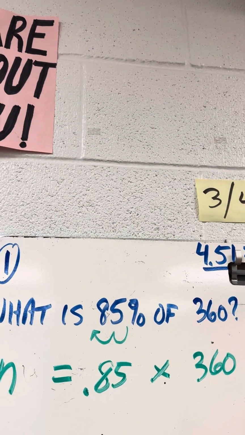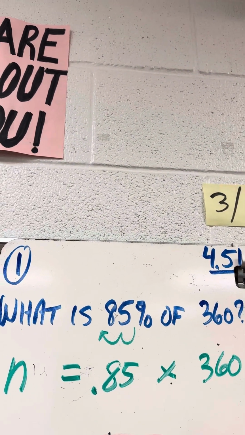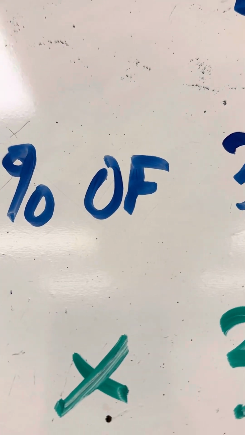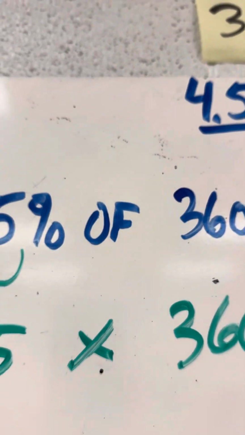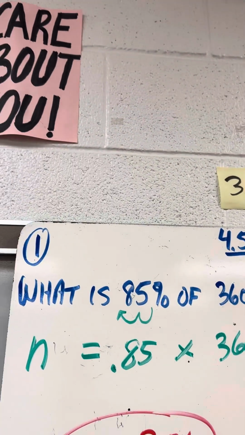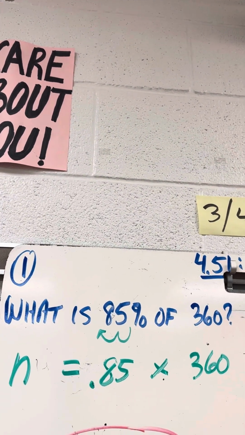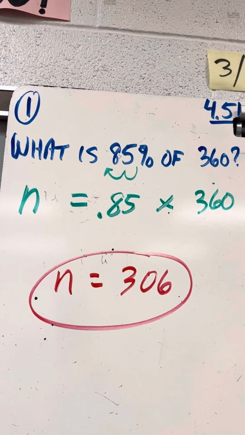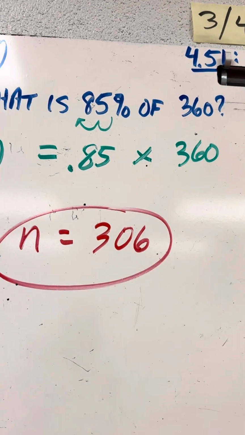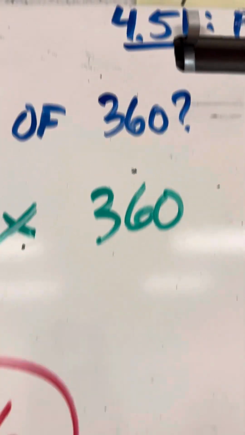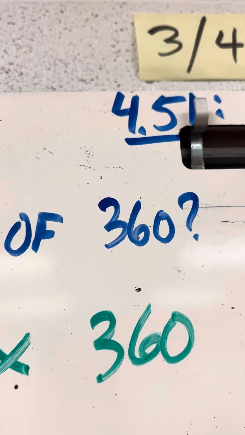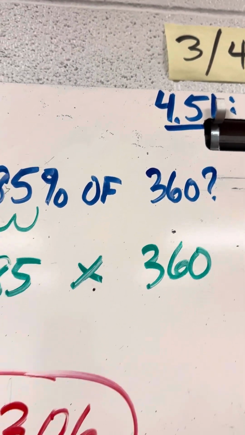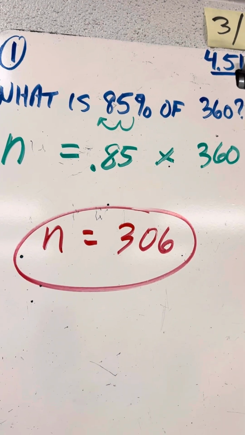85%, how do you write that as a decimal? 0.85. In math, of means times. So replace of with times. 360. So on your calculator, do 0.85 times 360, and you get 306. By the way, hopefully this makes sense because 100% of 360 would be 360, right? 85% is going to be something less than 360, so hopefully 306 makes sense.